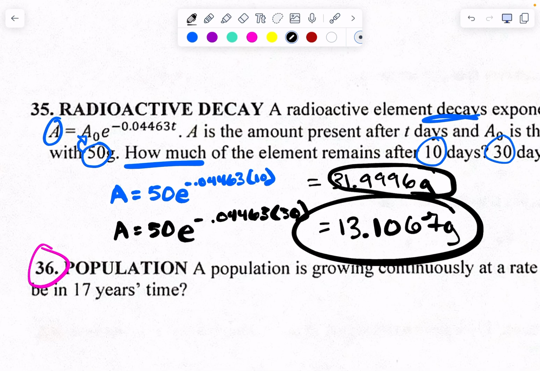35 was a nice problem because you didn't have to unwind and do anything. You just had to plug it into your calculator. Do you know how to do that properly? Yes, if you don't, you better figure it out.